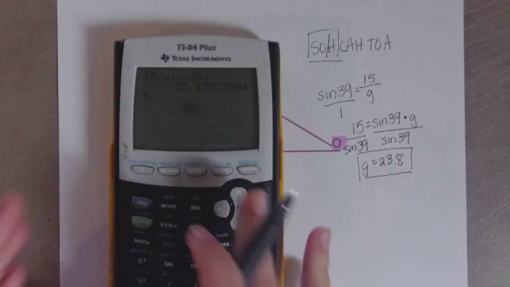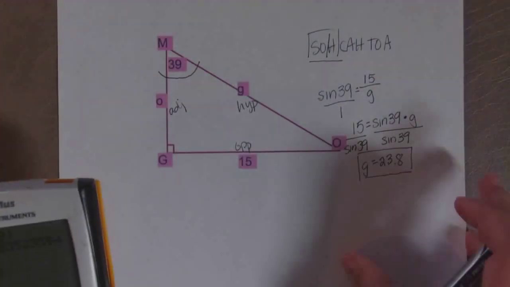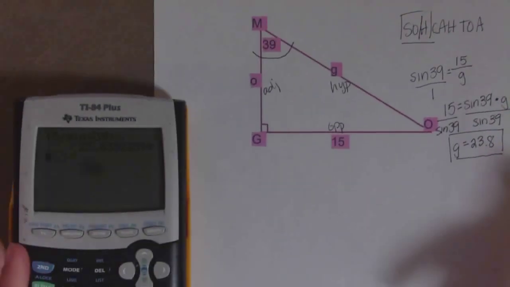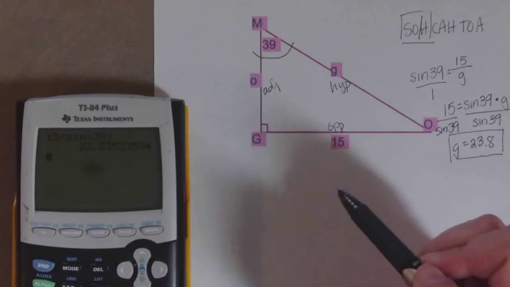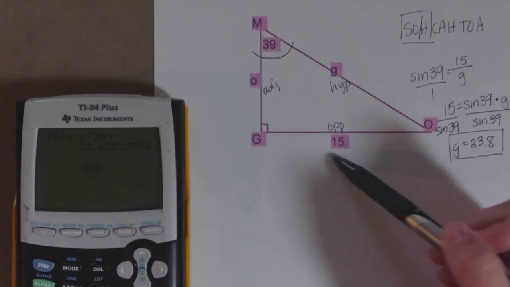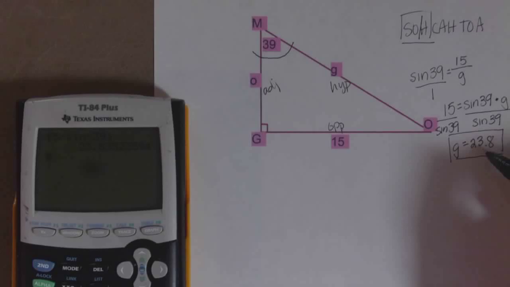So G equals 23.8. Now, when you're doing it like this, you can just round to the nearest tenth. That's fine. I think that's what all my directions say on my worksheets, round to the nearest tenth. Okay? Now, let's solve for the other side.